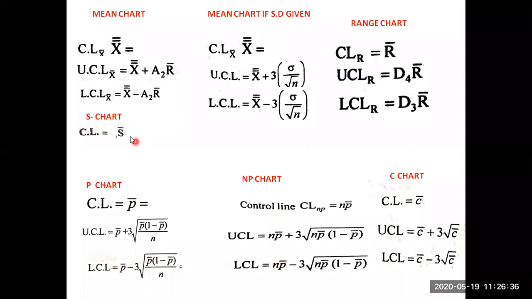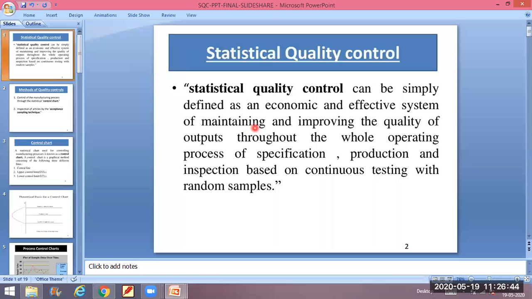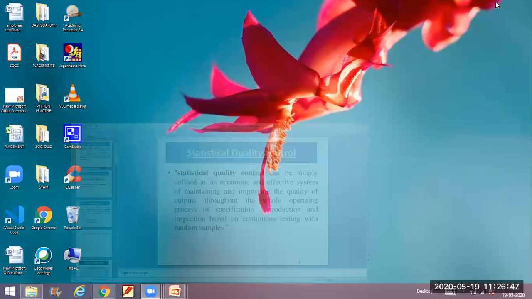Okay. Control S chart formula, S bar control line. Upper control line is B4 S bar. Lower control line is B3 S bar. Okay. So this is completed. Introduction to the statistical quality control.